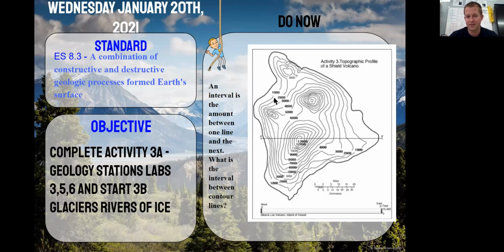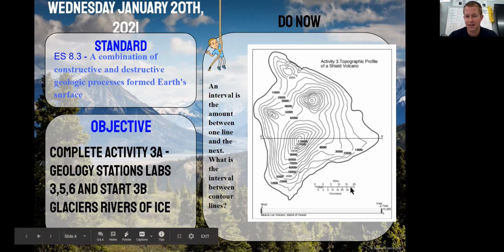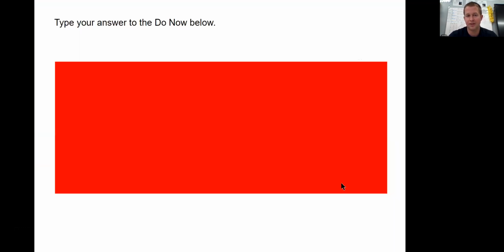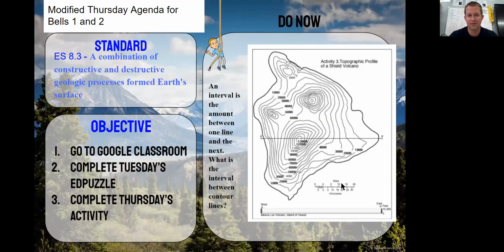The answer is 1,000. All right, so the interval between contour lines is 1,000 for this. You see down here, there's a scale that could tell you this is 20 miles from there to there. So if you look at this map, this would be about 80 miles across or so, maybe 100. You could get out a ruler and make it exact. So that was Wednesday's Do Now.